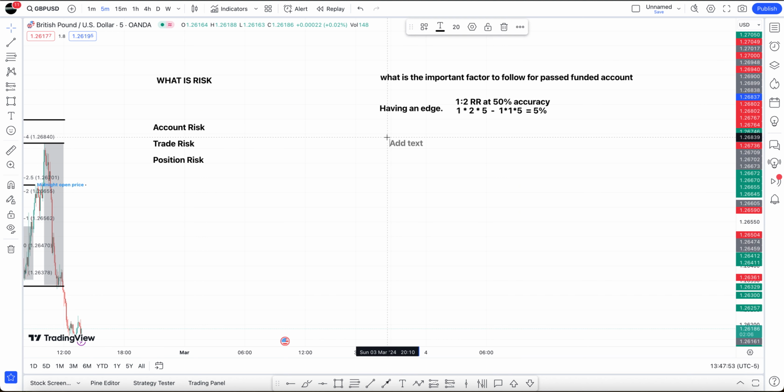And with these funded challenges, the next most important thing is to allow time to work for you. That's the second most important thing. You see this formula here? This is after 2 weeks, 50% accuracy on the 1-2 risk reward. Super achievable. You can do this 100%. If you're watching this video, I'm sure you can do it.